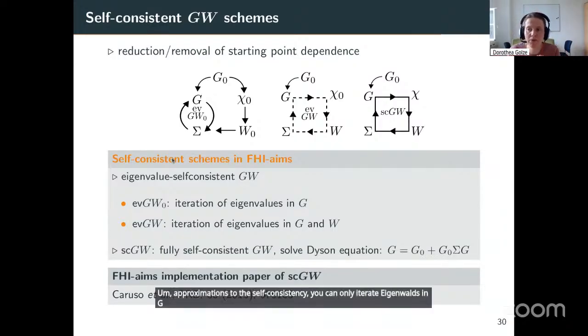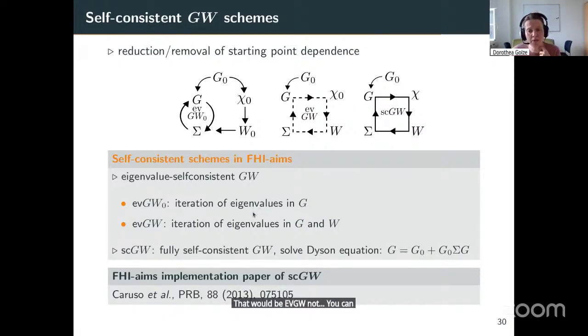So if you remember, for example, in G, in the denominator, we have the Kohn-Sham eigenvalues. You could then replace them by your quasi-particle energies and do this over and over again until you achieve convergence. That would be evGW0. You can also iterate the eigenvalues in W.